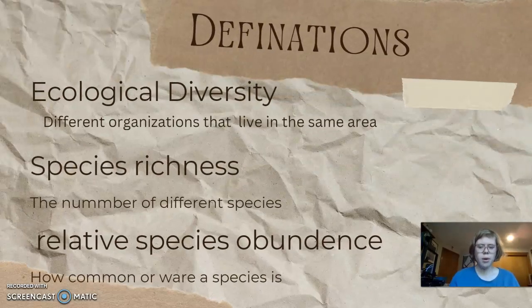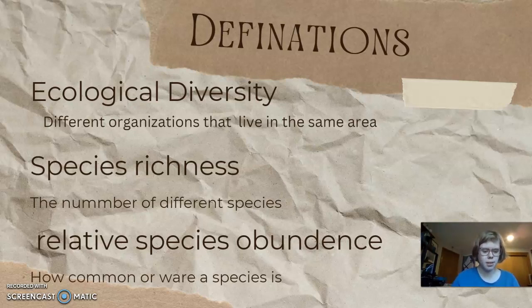Okay, and now we're going to define a few words that are going to be super important. So ecological diversity is different organisms that live in the same area. So for instance, you may have fern trees and oakwood trees. They're different organisms that live in the same forest. We have species richness, which is the number of different species. So for instance, if there are 4 different kinds of trees, one that is dark green, light green, and one that has needles, then that would be 3 different types of species.